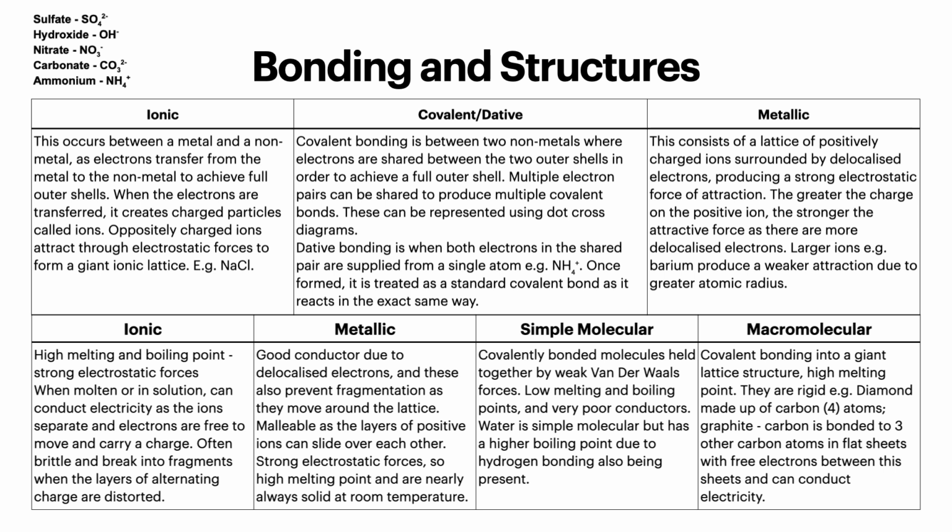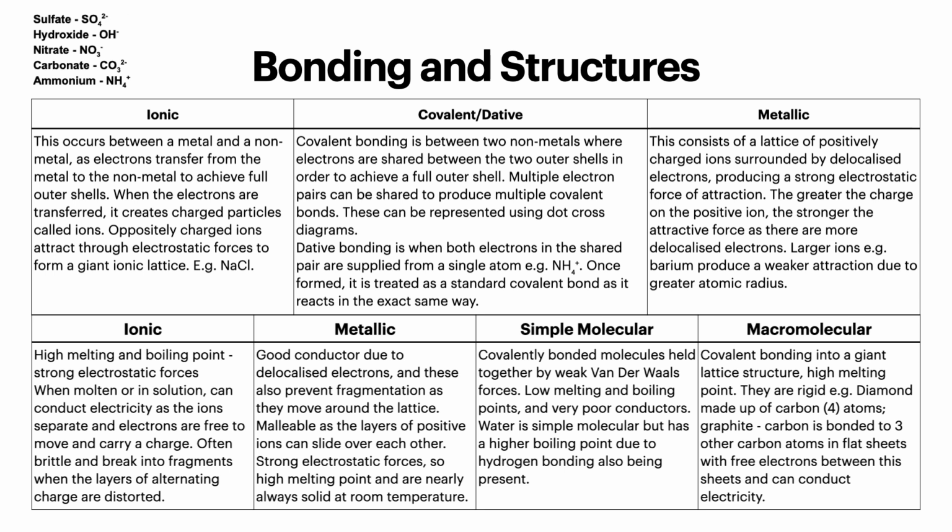Now specifically looking at different structures, so you've got ionic structures, so high melting and boiling point, strong electrostatic forces. When molten or in solution, these can conduct electricity as the ions separate and the electrons are free to move and carry a charge. However, these are often brittle and break into fragments when the layers of alternating charges are distorted.